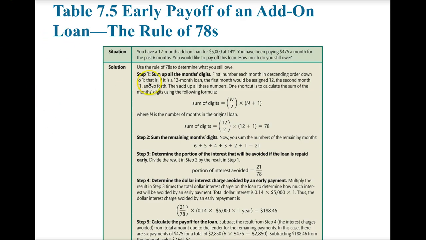So here we have the sum of all the month's digits. This is the basic formula for step one, the sum of the month's digits. Step two, the sum of the remaining digits. Step three, determining the portion of the loan interest that will be avoided by repaying the loan earlier. Four, determining the dollar interest charge avoided by an early payment. And five, calculating the payoff value of the loan. So this is basically a manual process of how to recalculate the loan based on an early payoff.